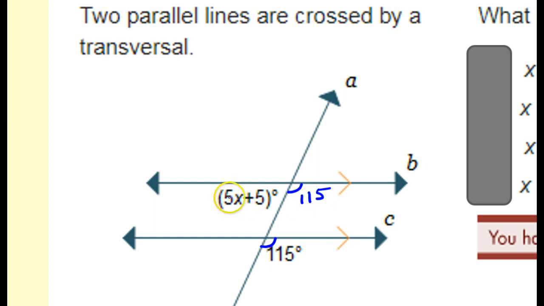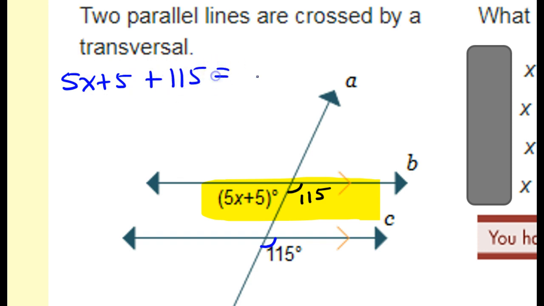Now, see how these two angles are side by side. Okay, together these two angles make a straight line. In other words, they have to add up to 180 degrees. So we can make an equation like this. The 5x plus 5 plus the 115, they have to add up to 180 degrees. All right, these two angles together make a straight line. Together they make 180 degrees. So now it's just a matter of solving this for x.